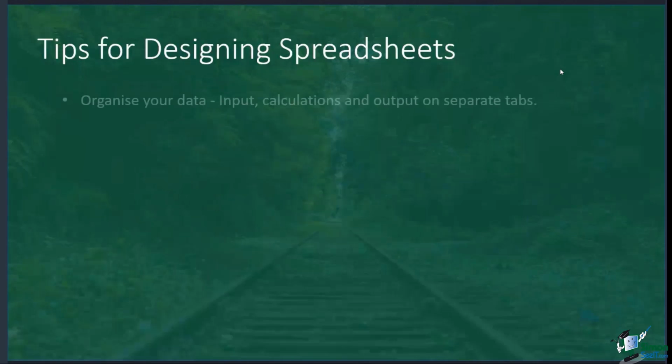So the first thing I would say is organize your data. Have your input, your calculations, and your output all on separate tabs. So what do I mean by that? Well, your input might be your raw data, the data that you're starting with, sales data or whatever it might be, have all that on one tab. If you're doing any calculations, have that on a separate calculations tab. And then if you have any output, so maybe you've decided to create a chart based on that data or some kind of pivot table, have those on a separate sheet as well. So keep everything in separate tabs.